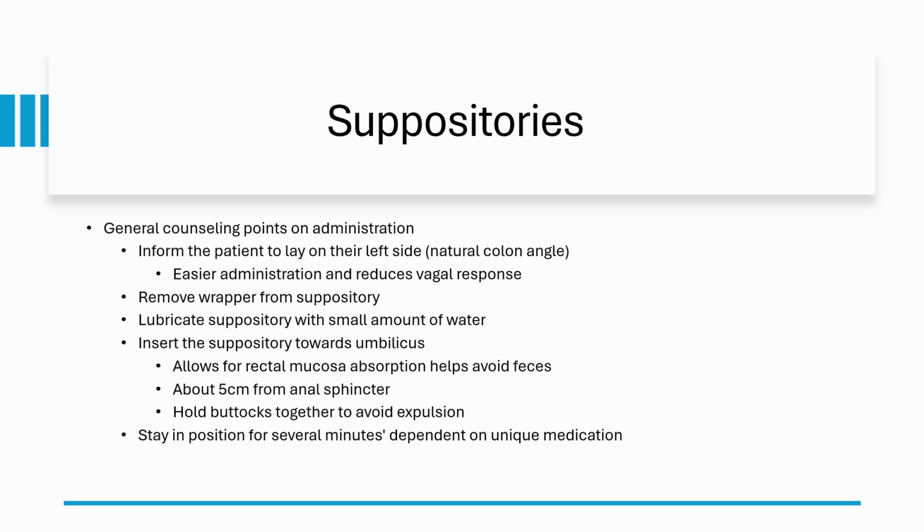The patient can apply a small amount of water to the suppository for lubrication. When they're going to insert the suppository, they should angle it towards the umbilicus. What this does is allow the suppository to make contact with the rectal mucosa and helps avoid accidental contact with feces. The suppository should only be inserted about 5 centimeters from the anal sphincter. Afterwards, they should hold their buttocks together to make sure that the suppository stays in place. Lastly, they should stay in this position for several minutes to make sure that the medication has time for absorption.